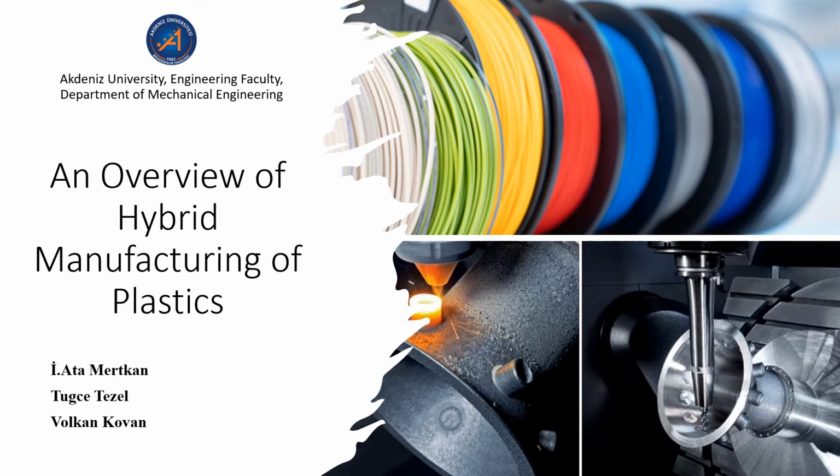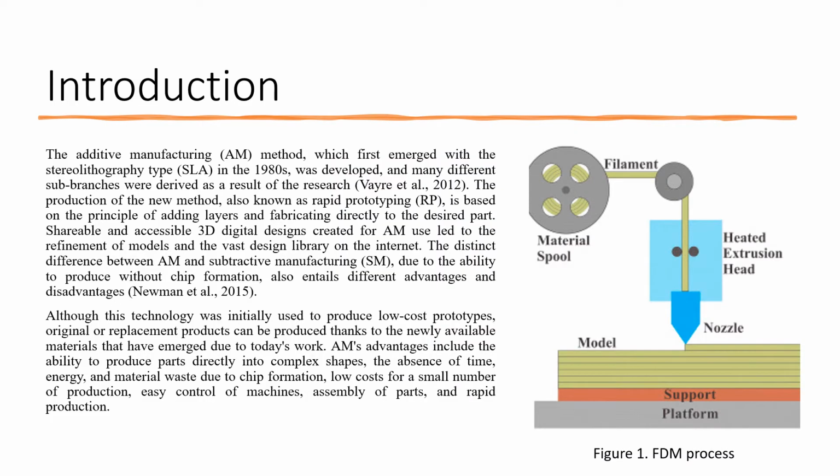Today I'm going to present you an overview of hybrid manufacturing of plastics. The additive manufacturing method, which emerged with the stereolithography type in the 1980s, was developed and many different sub-branches were derived as a result of the research. The production of the new method, also known as rapid prototyping, is based on the principle of adding layers and fabricating directly to the desired part.